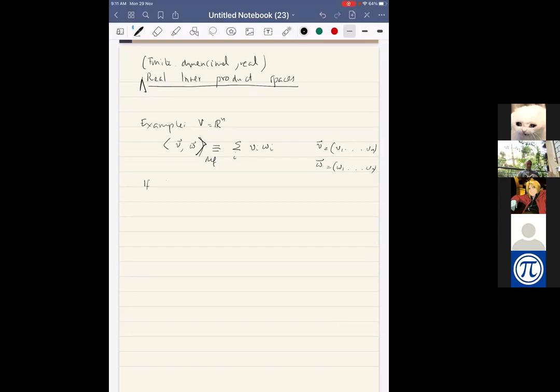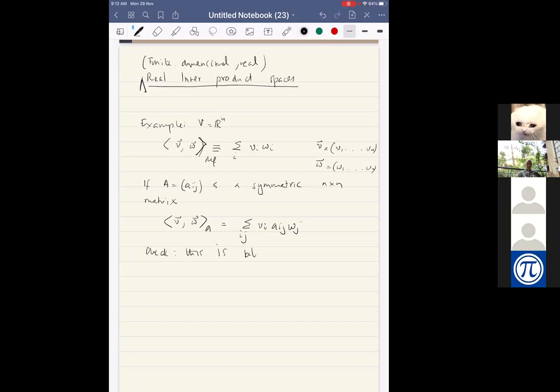So if A equal to A_ij is a symmetric n cross n matrix, you can define something that depends on A, which is sigma i j V_i A_ij W_j, and you can check this is bilinear and symmetric, but may not be positive definite. But there are matrices for which this is positive definite.